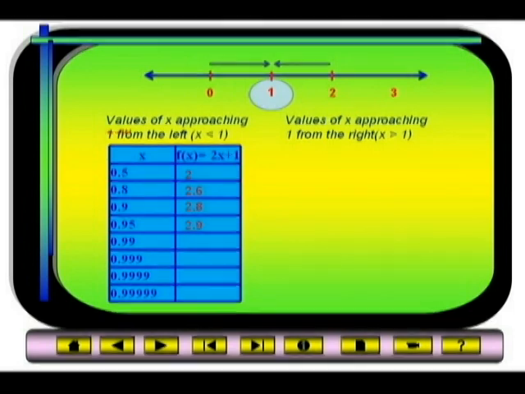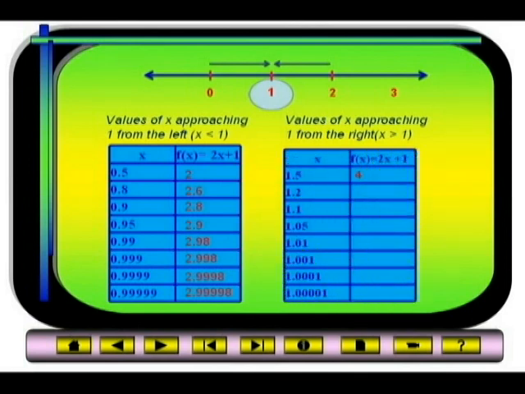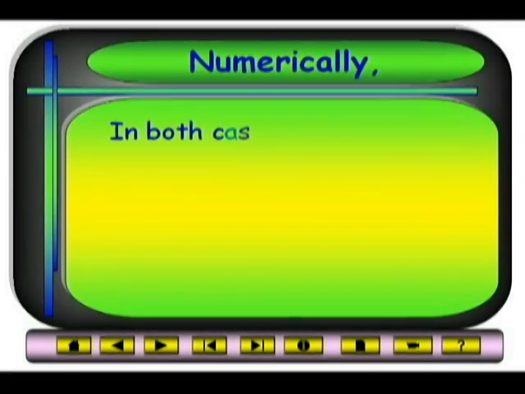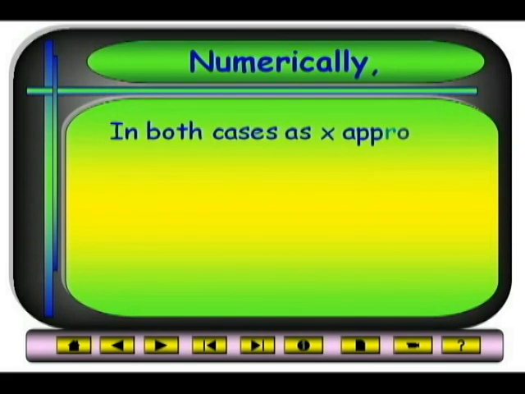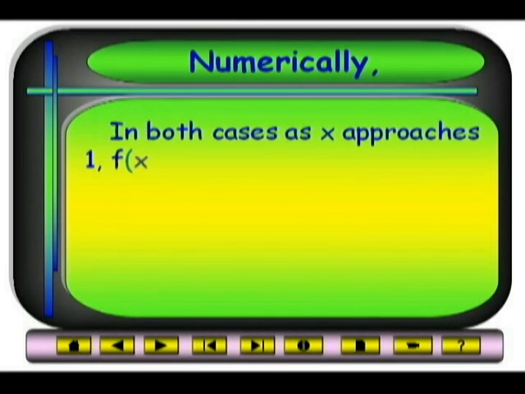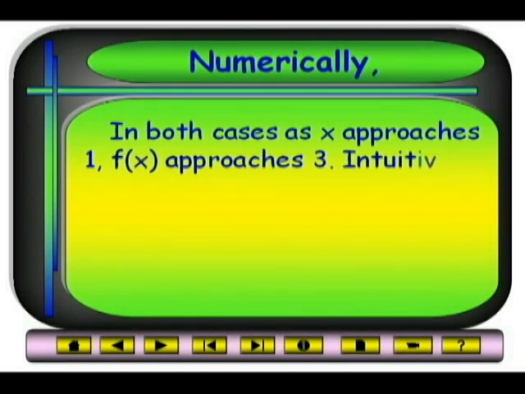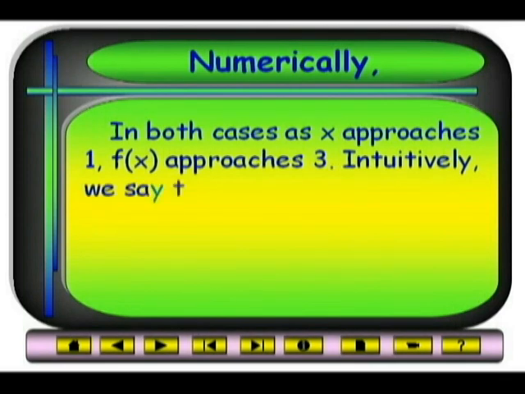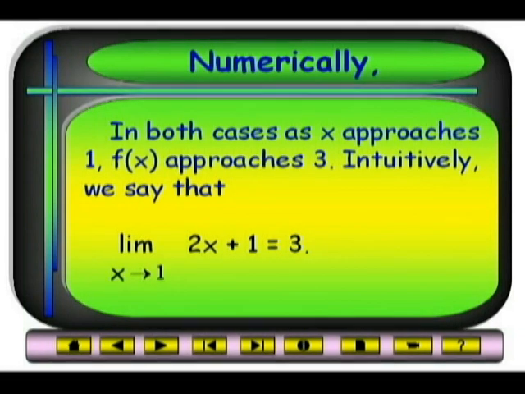As the value of x approaches 1 from the left, the value of the function approaches 3. Similarly, as the value of x approaches 1 from the right, the value of the function also approaches 3. Numerically, in both cases, as x approaches 1, the value of the function approaches 3. Intuitively, we say that the limit of 2x plus 1 as x approaches 1 is 3.